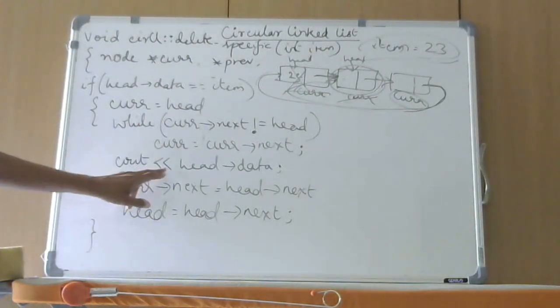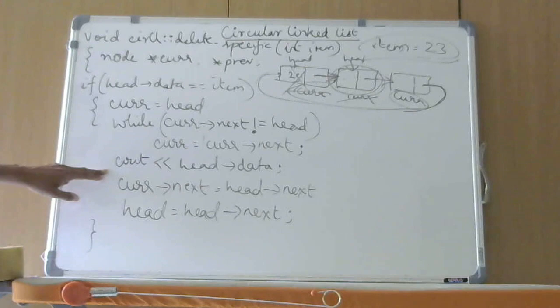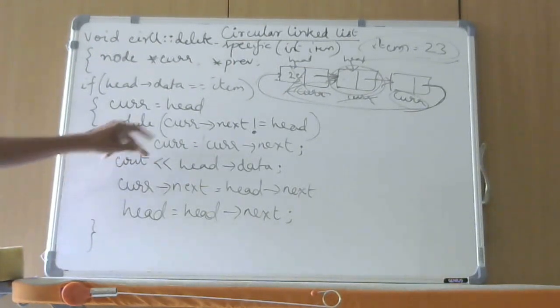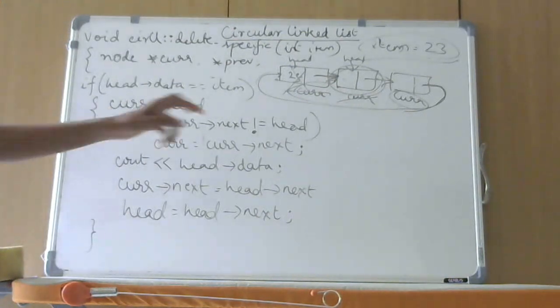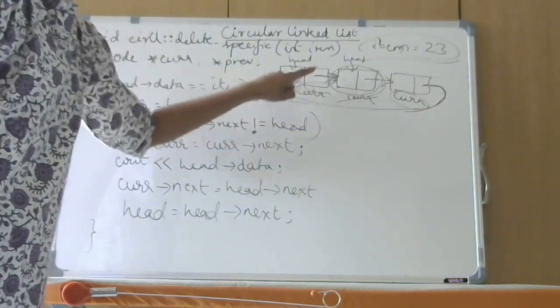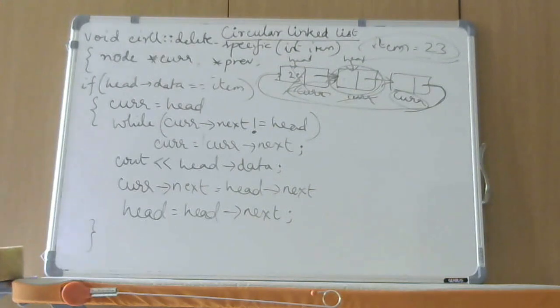Before that I am displaying what it is we are trying to delete. We are trying to delete head of data 23. That is gone. What changes do you have to make? Next of this last node should now point to the second node, because the first node has gone. The second node will now become the first node.